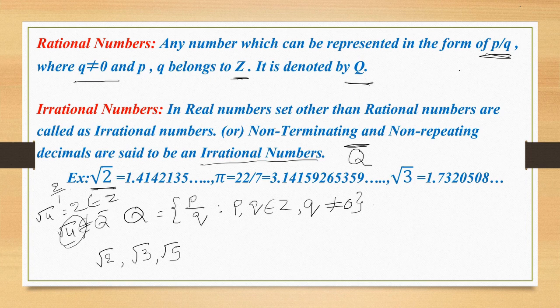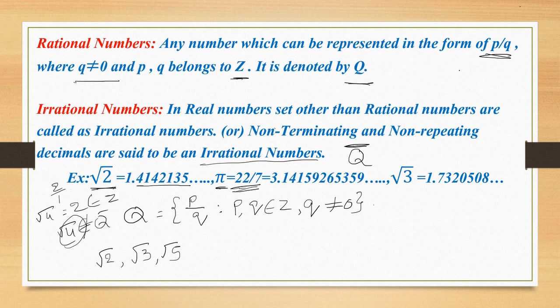Some examples: root 2 equals 1.4142135. Here there is no repetition, and there is no end digit either. And pi is a constant value. Pi is approximately 22 by 7.